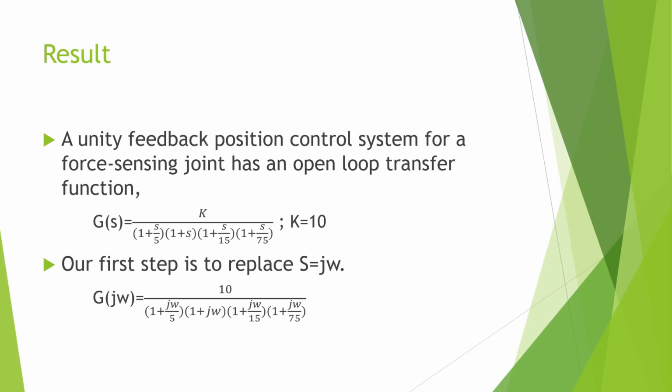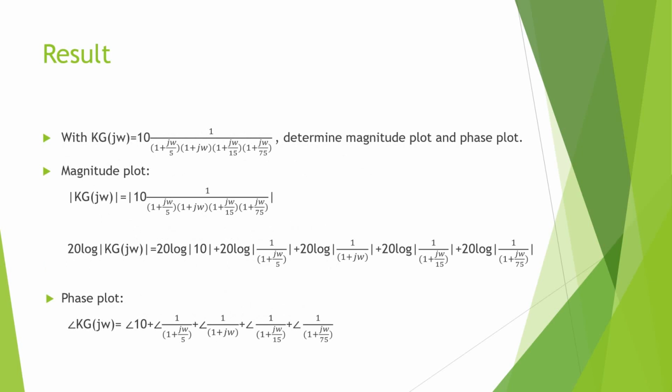We are going to design a compensator. A unity feedback position control system for a force sensing joint has an open loop transfer function as shown, with assumption of K equals 10. Our first step is to replace the s with j omega. The transfer function is as shown. Next, we are going to determine the magnitude plot and the phase plot. The writing of the equations are as shown.